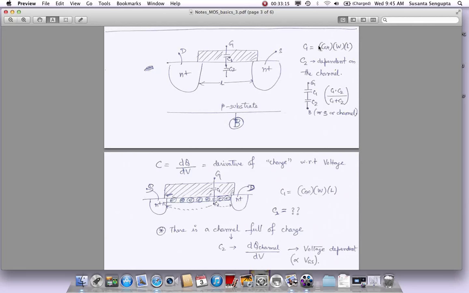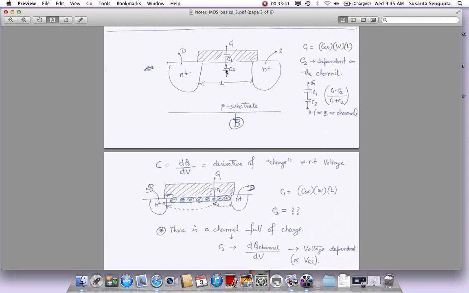I think in the last lecture or the one before that, I might have confused you saying Cox is the oxide capacitance. It is not the oxide capacitance, it is the oxide capacitance density. It is the density of the oxide capacitance. To get the actual capacitance, you have to multiply it by the width and length of that piece of oxide. Okay, so that's why we multiply it with W and L.